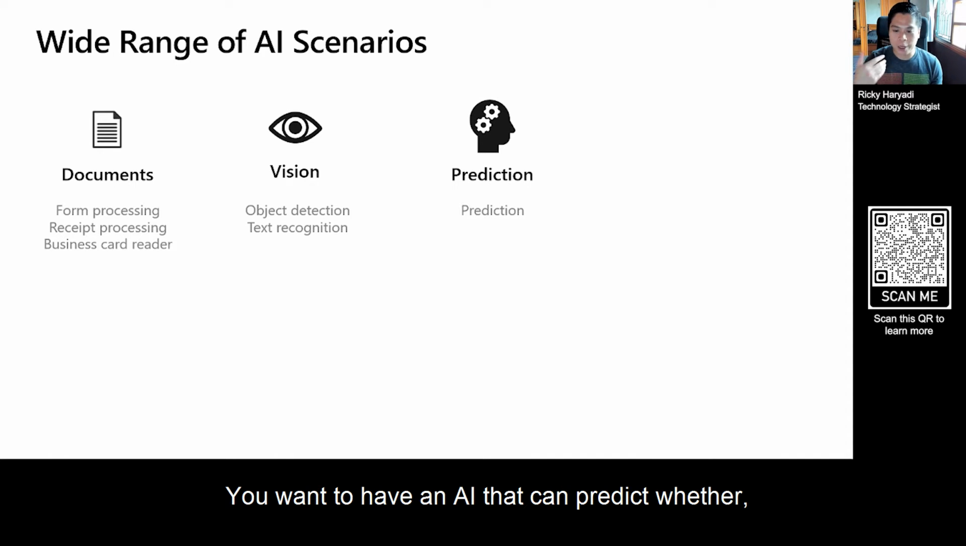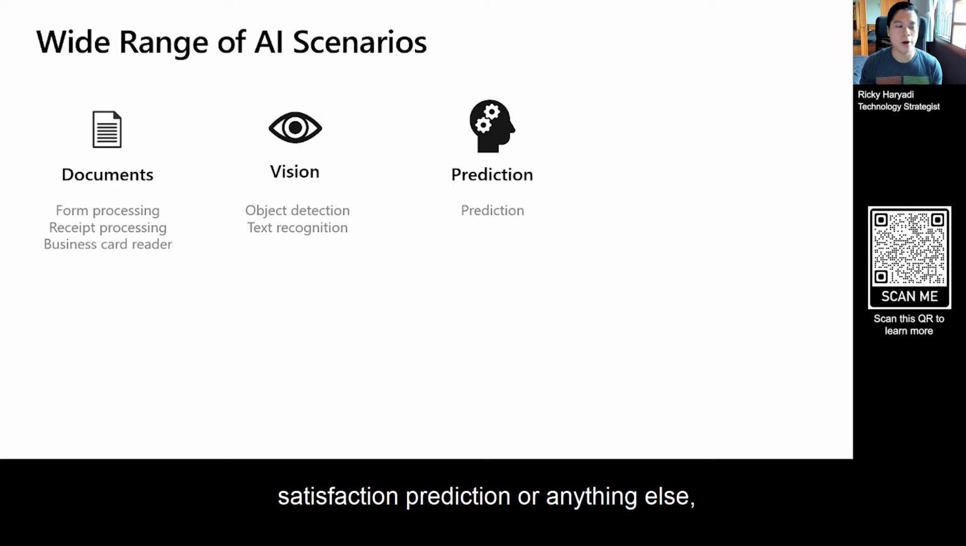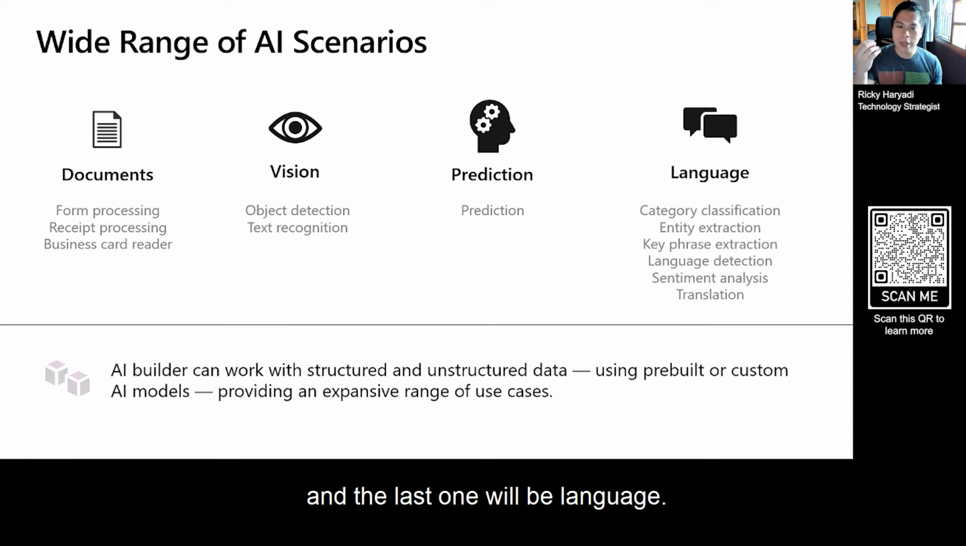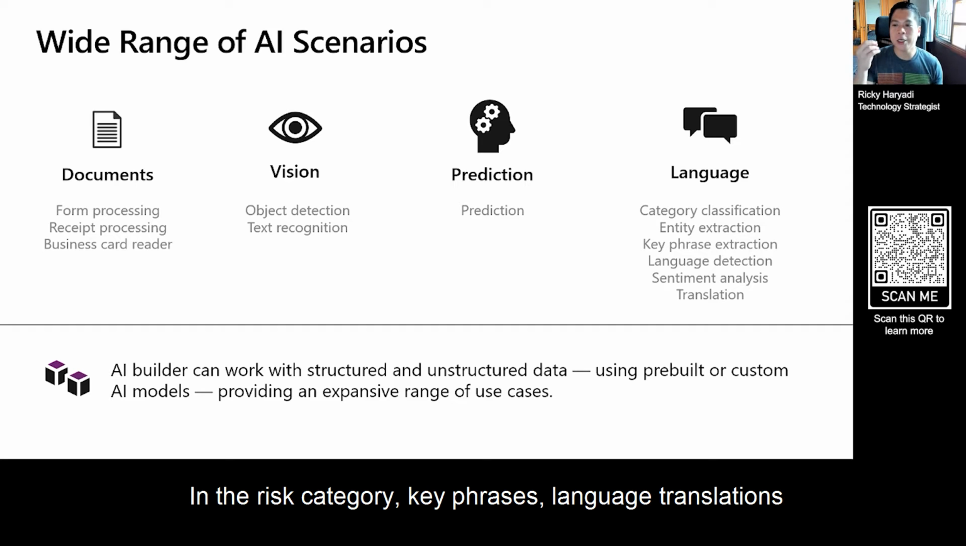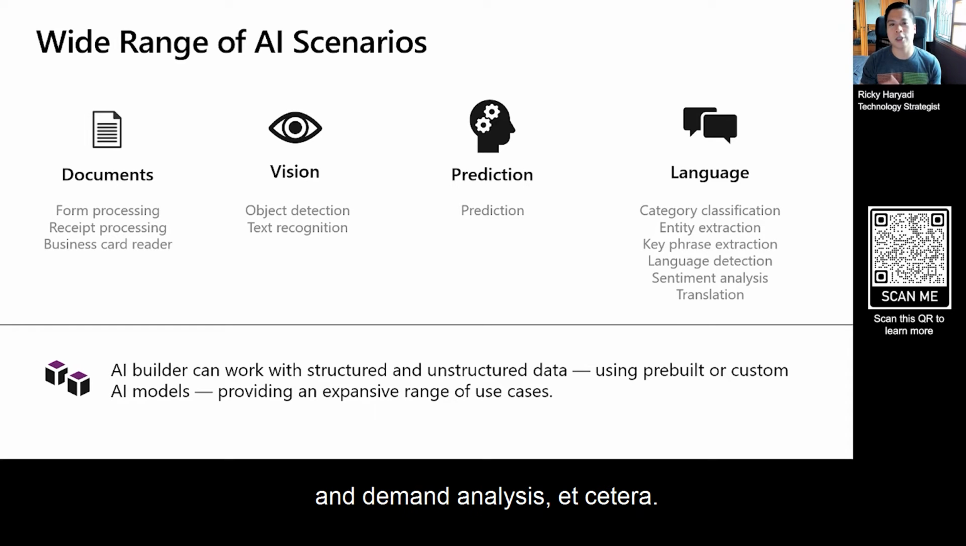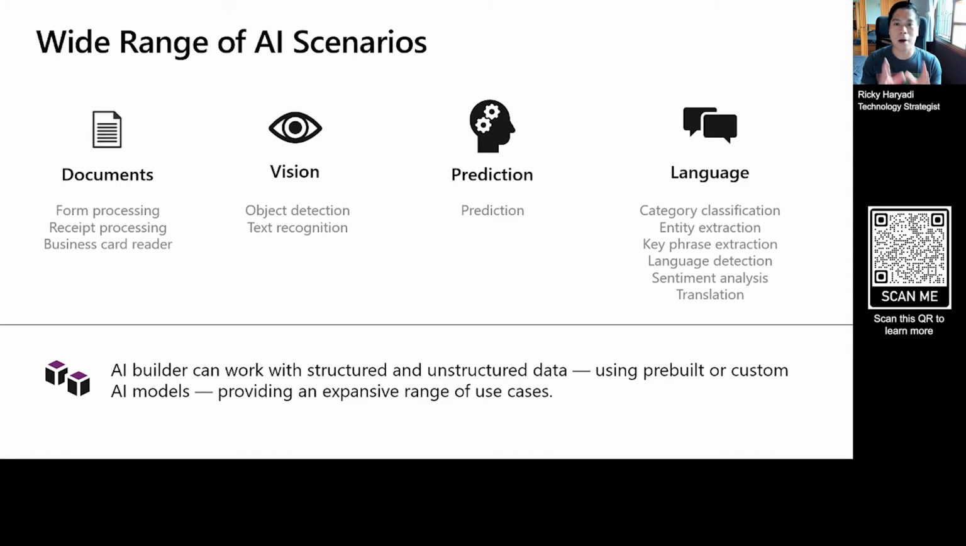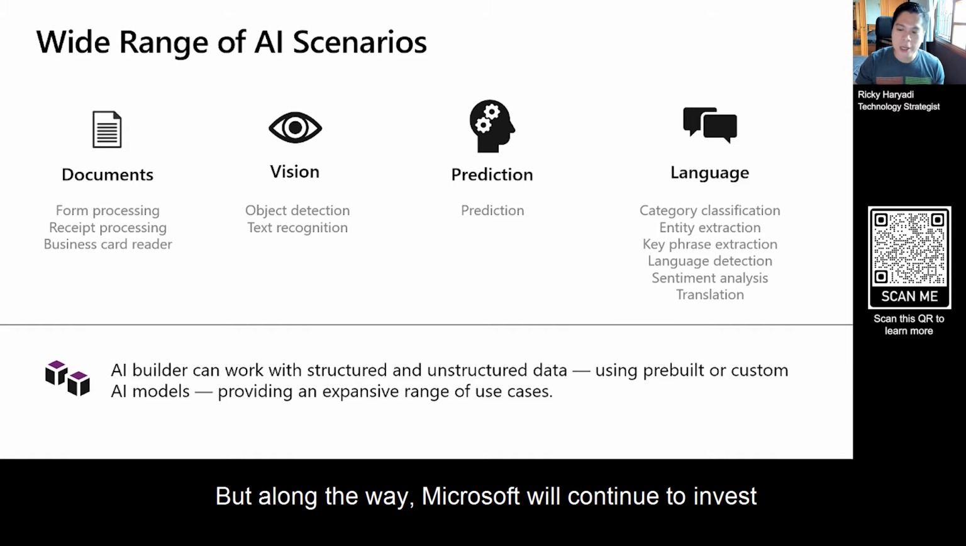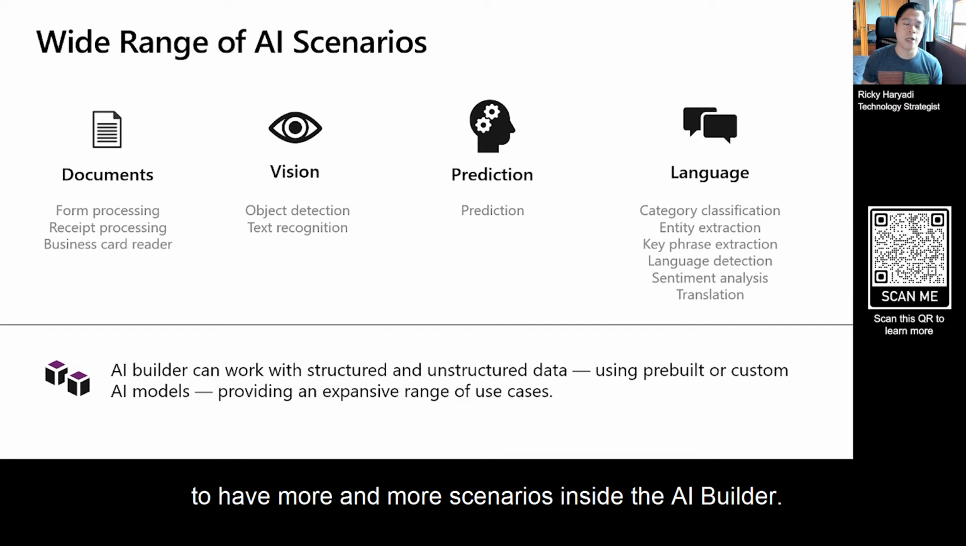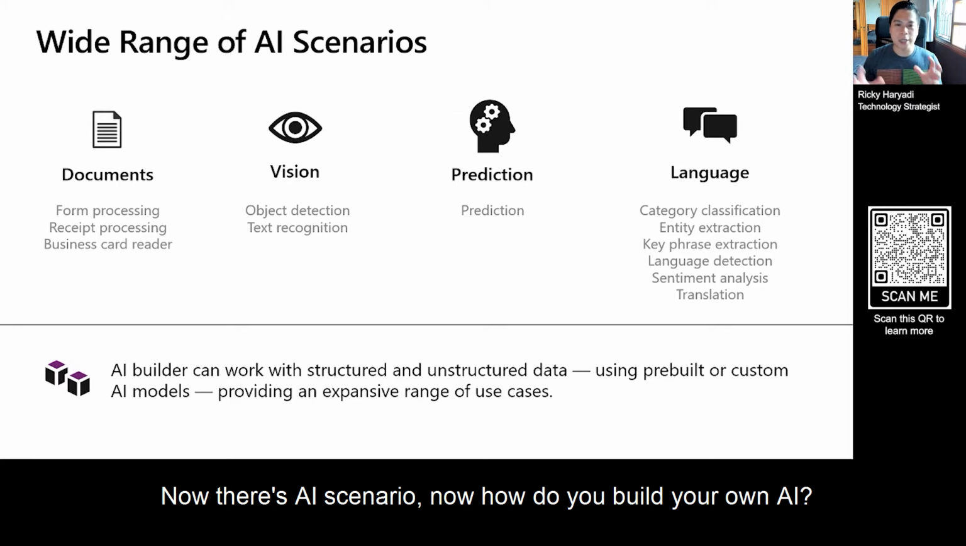You want to have an AI that can predict, for example, churn prediction, customer satisfaction prediction, or anything else. And the last one will be language: category, key phrases, language translation, sentiment analysis, etc. All of these AI scenarios are already inside Power Apps and Power Automate. But along the way, Microsoft will continue to invest to have more and more scenarios inside AI Builder.